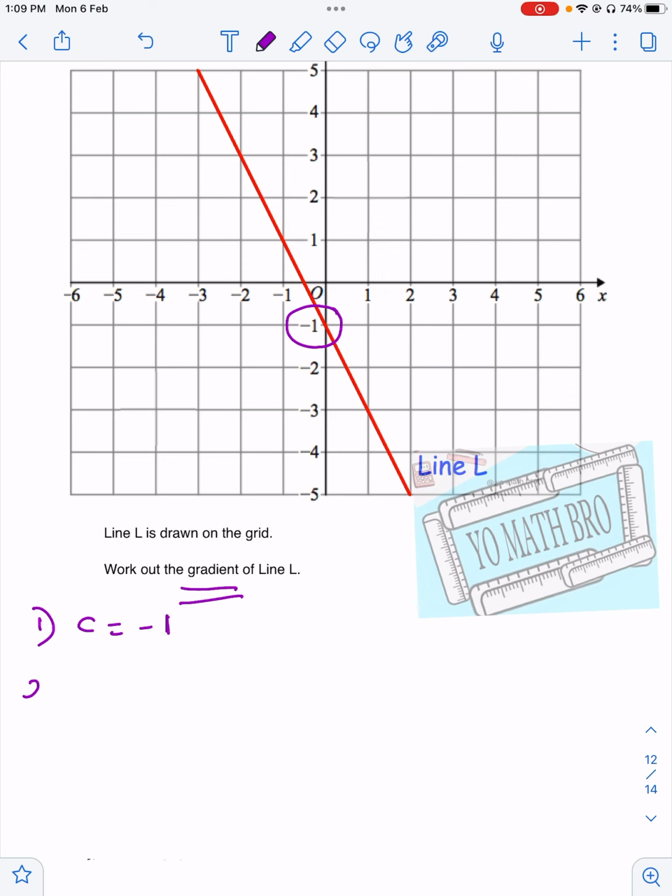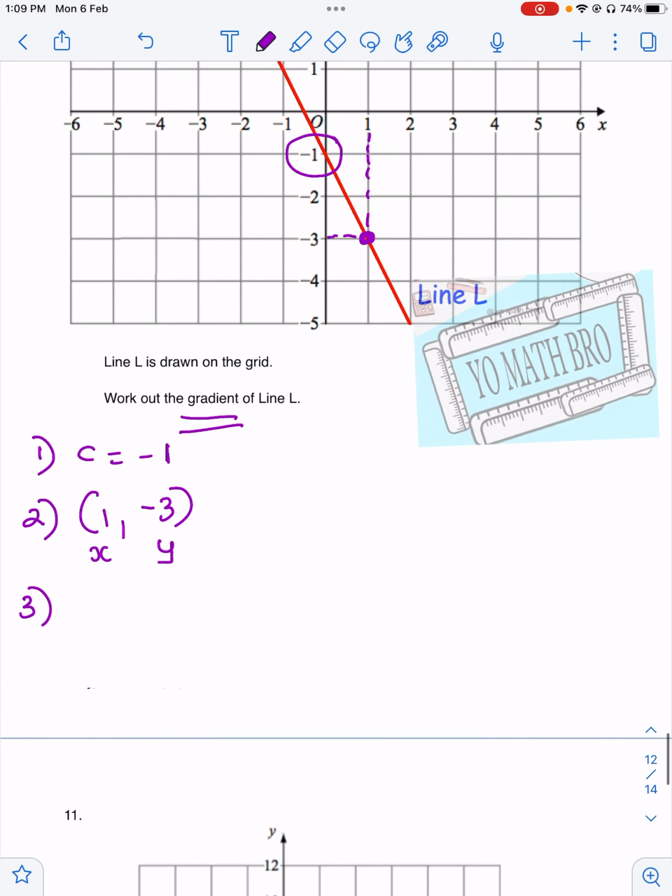Second, take any one point on the line. Here I take this point. You can take this also. If I join it, it meets x as 1 and y as minus 3. So I write (1, minus 3). This becomes my x, and this becomes my y.